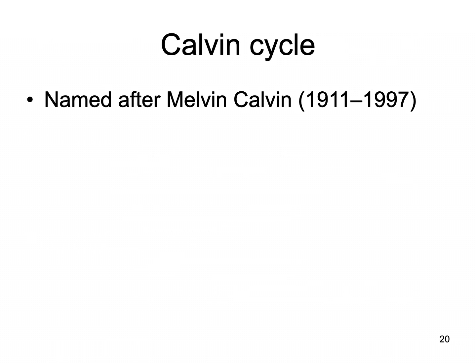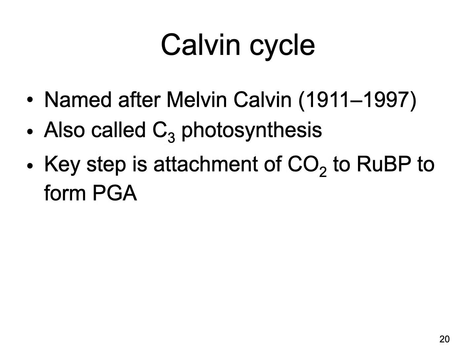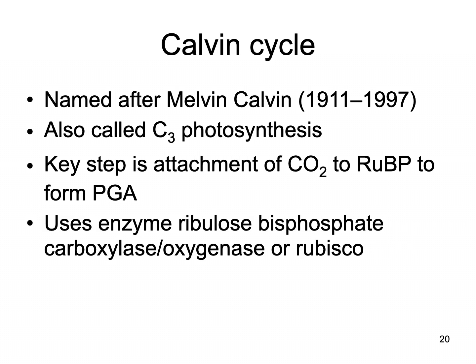I always put this in the Calvin cycle, named after Melvin Calvin. It's also called C3 photosynthesis. Okay, the goal of this is to fix carbon dioxide by attaching it to ribulose bisphosphate, and that forms a 3-carbon molecule called PGA. The enzyme that does this is ribulose bisphosphate carboxylase, or rubisco.